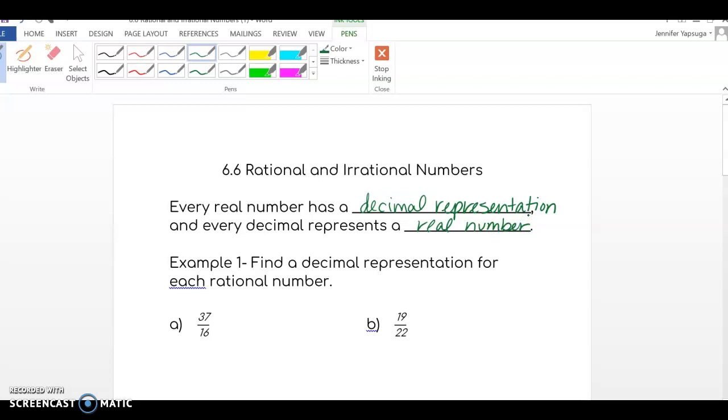So in example 1, we're asked to find a decimal representation for each rational number. So if I look at example A, this is 37/16. You may recall that the division symbol also looks like this. So even though this is 37/16, you can also say this is 37 divided by 16. And so you can just type that into your calculator, and you should get an answer of 2.3125. And we would call this a terminating decimal.